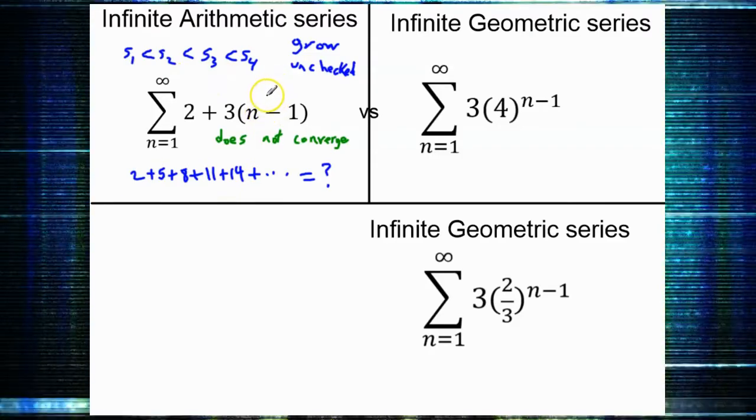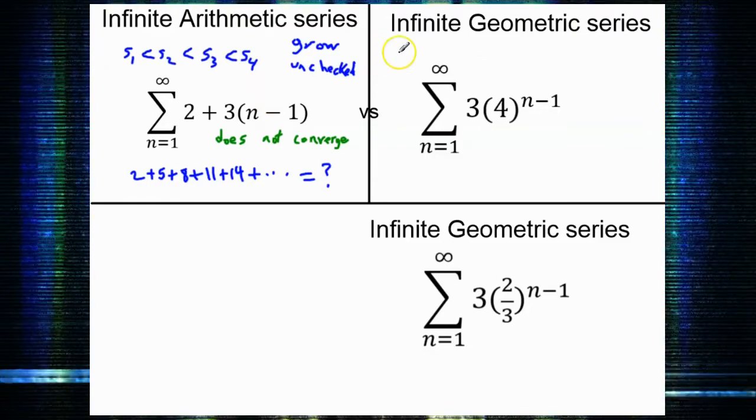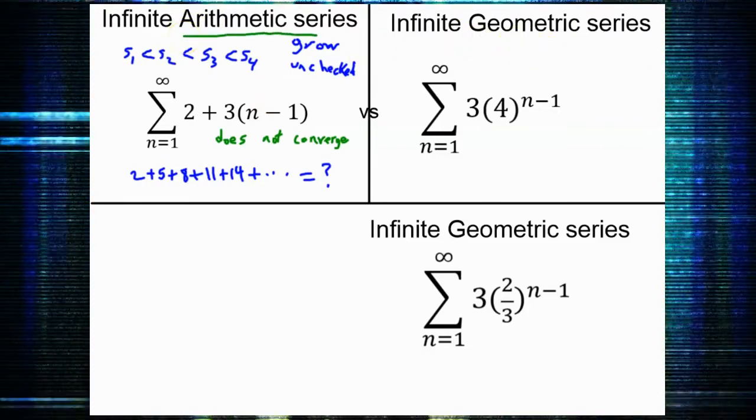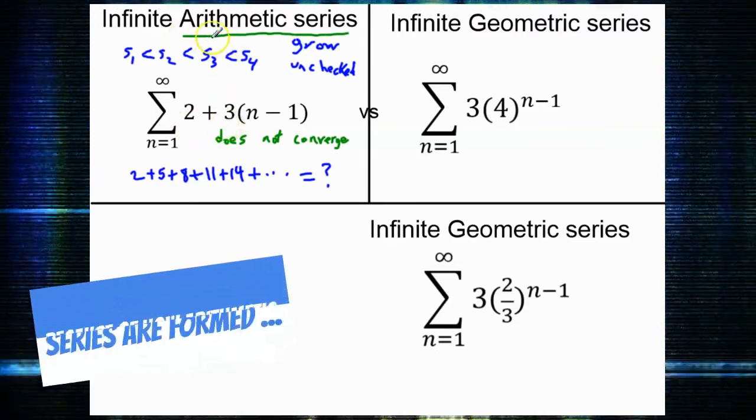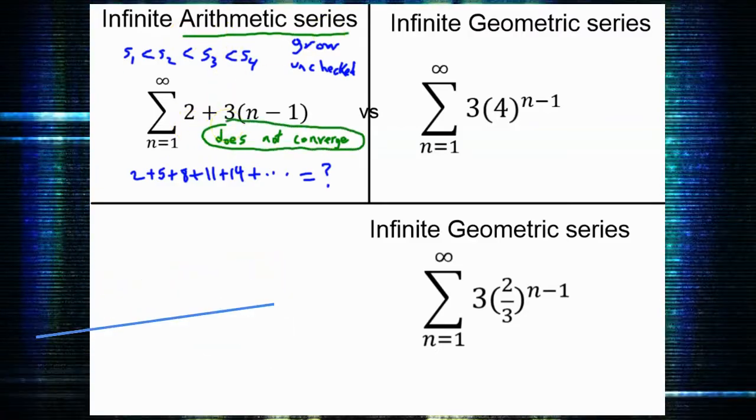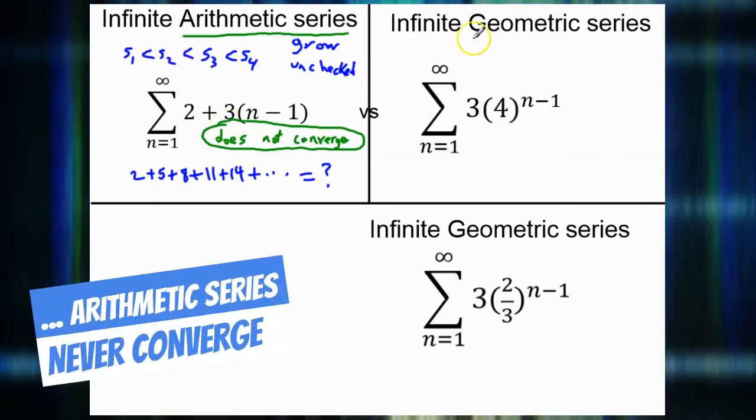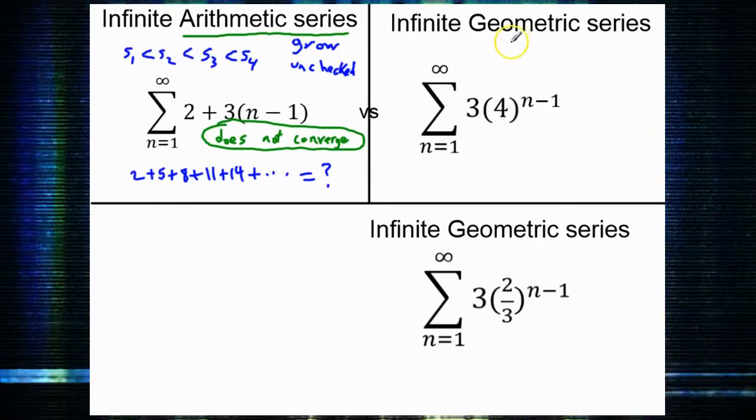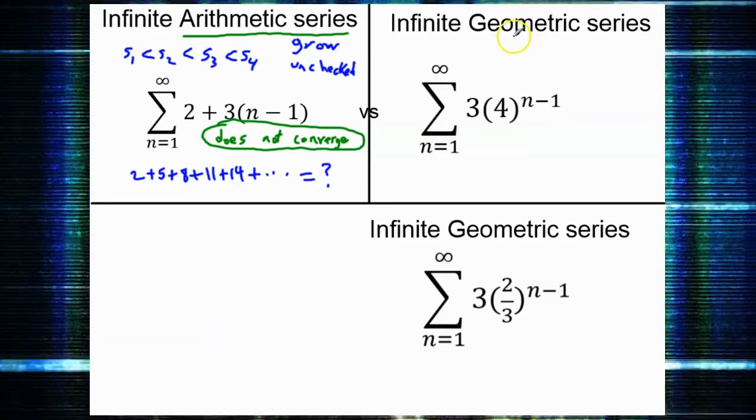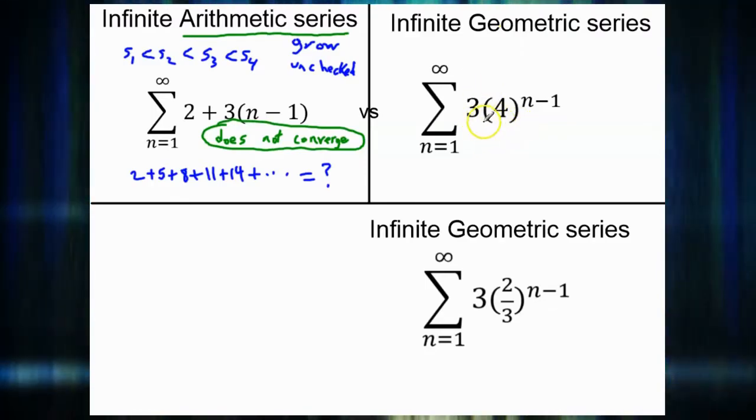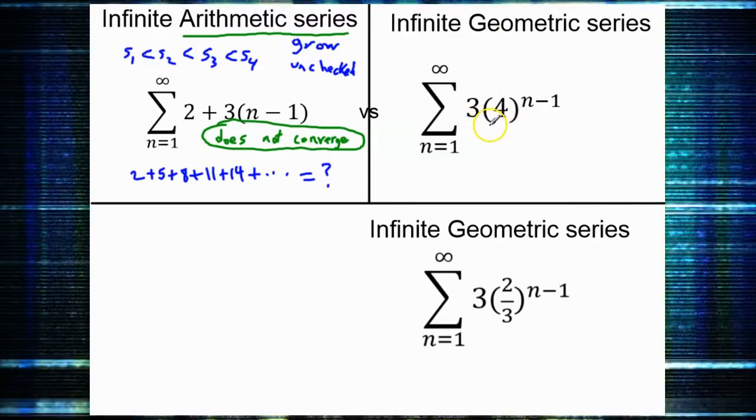Our partial sums kept getting larger and larger when we're dealing with this arithmetic series. So for all arithmetic series, because of how everything is set up, all arithmetic series will not converge. But what about this geometric series over here? Does it converge or not? By the way, we can tell it's a geometric series because there's only multiplication here.